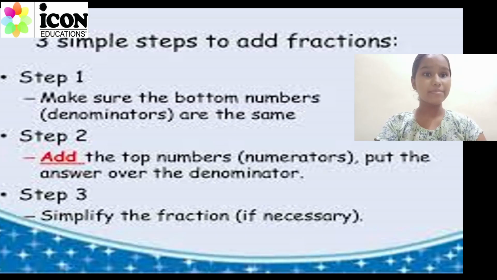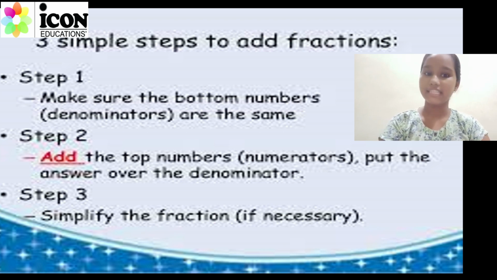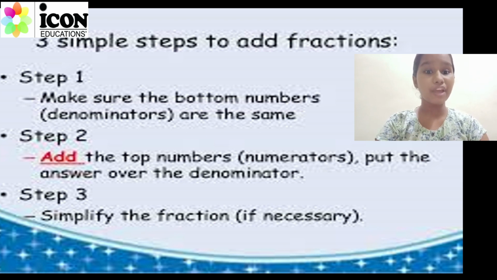Now let us learn addition of fractions. There are 3 steps which we need to follow while adding fractions. The first one is make sure that the bottom numbers, the denominators, are the same. And the second step is we have to add the numerators, and the denominators we have to write as it is. And the third step is we have to simplify if it is needed. Now let us understand this in a better way with the help of an example.